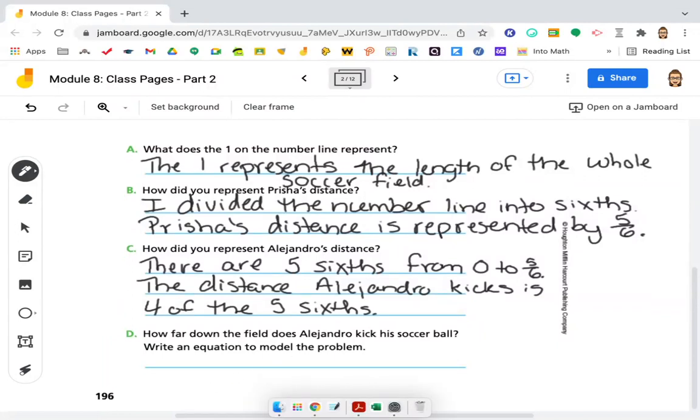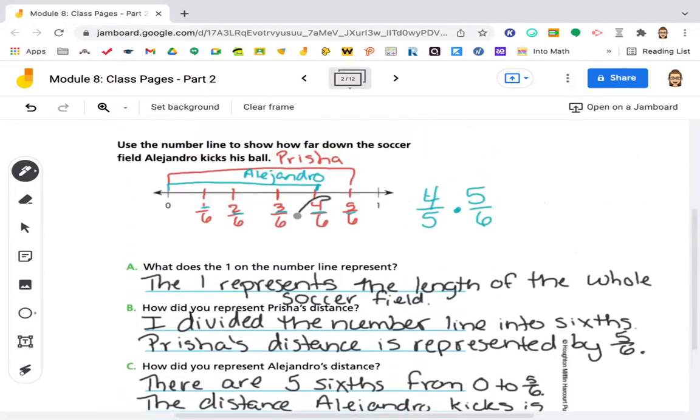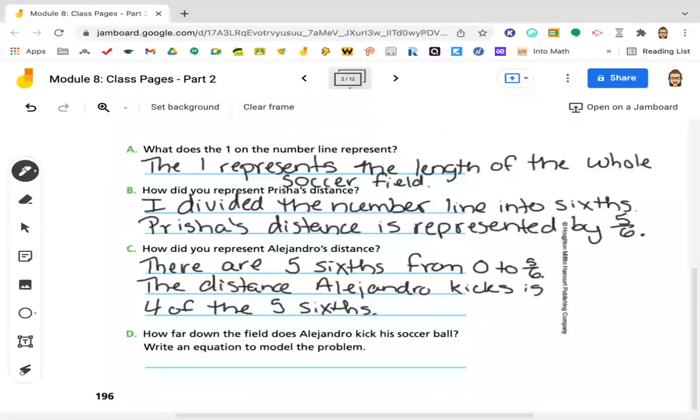Then it says, how far down the field does Alejandro kick his soccer ball? Write an equation to model the problem. Well, if we go back up here and look, he kicks it 4/6 of the way. So it'd be 4/6 of the field. And our equation is 4/5 times 5/6 equals 4/6.